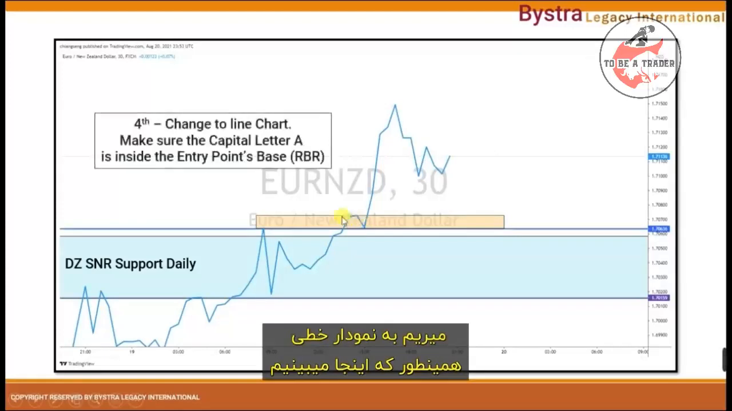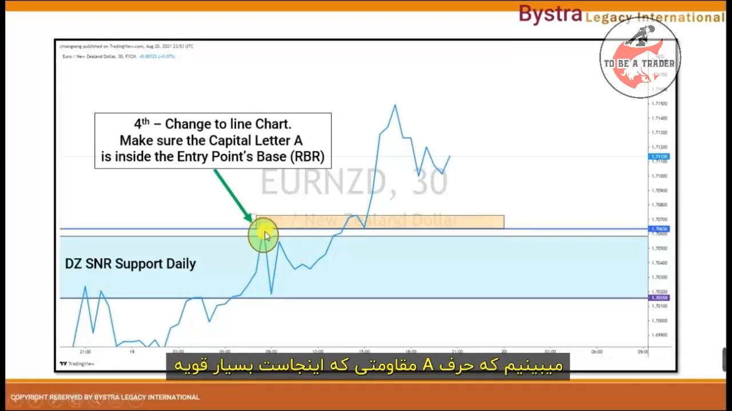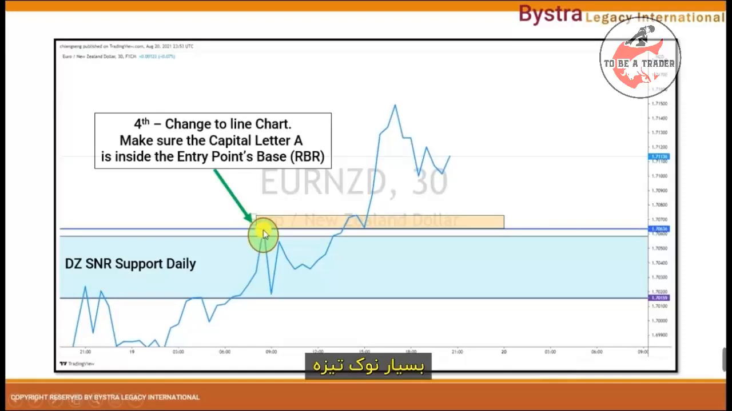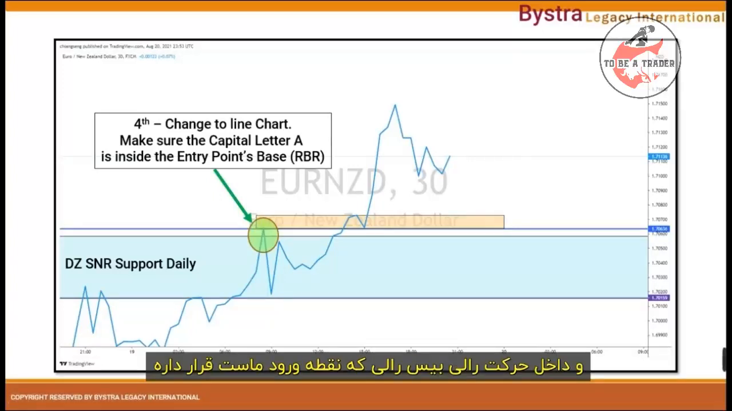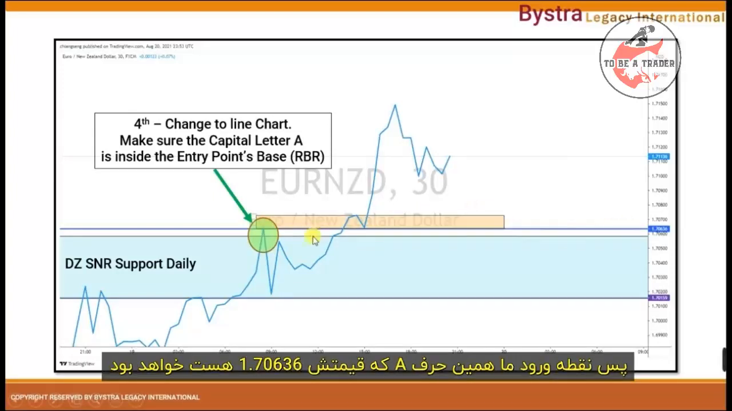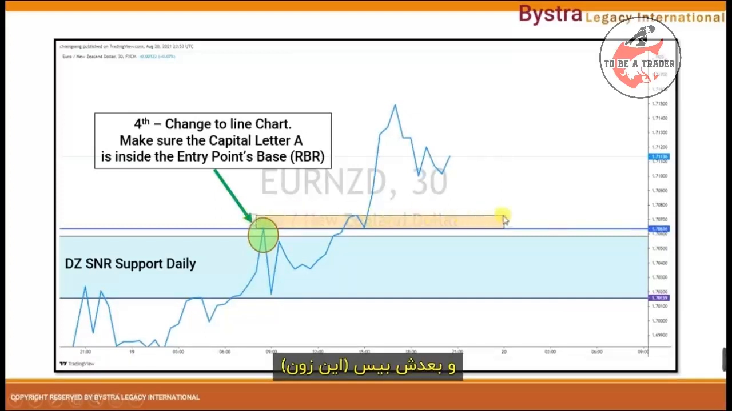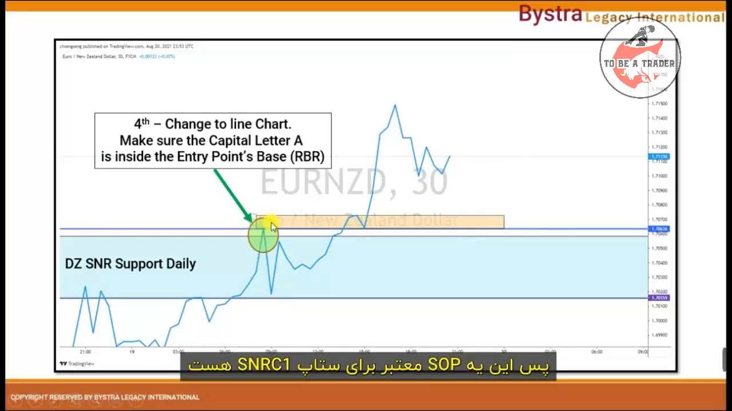We go to the line chart. As we can see here, when we move to the line chart, the capital letter A, the resistance, is so strong, so sharp. This is a very good resistance, the resistance that we want. And it is inside the Rayleigh base Rayleigh entry point. So our entry point will be this capital letter A, which is 1.70636. And the resistance is inside the base. So this is a valid setup for SNRC1.